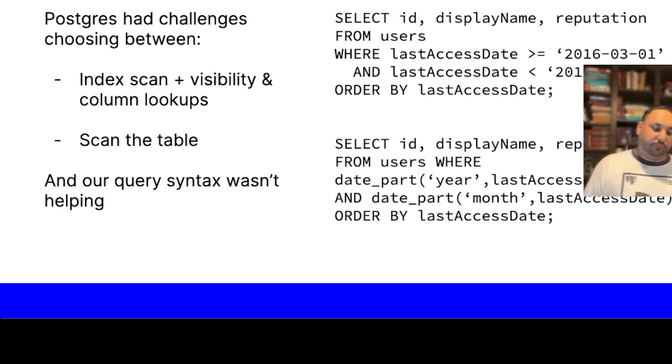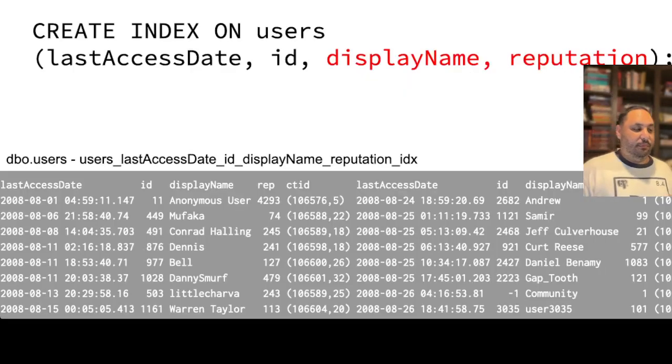All right. Okay, so one way you could solve that is, well, why don't we make a bigger index? Right? Why don't we include all the information in there? All right, so we could do that. We'll create an index on users where we have last access date, ID, display name, and reputation. So we're adding 2 new columns in.